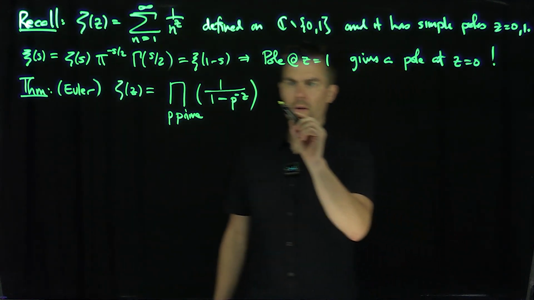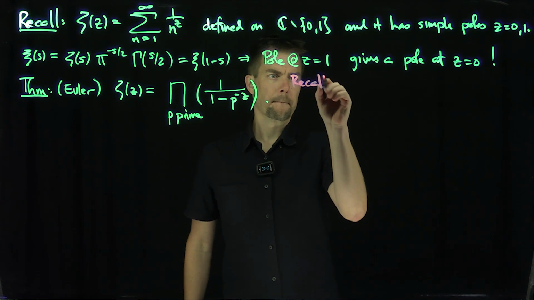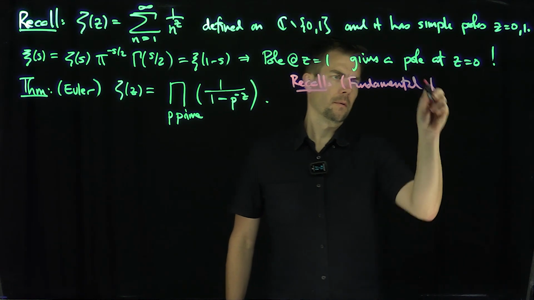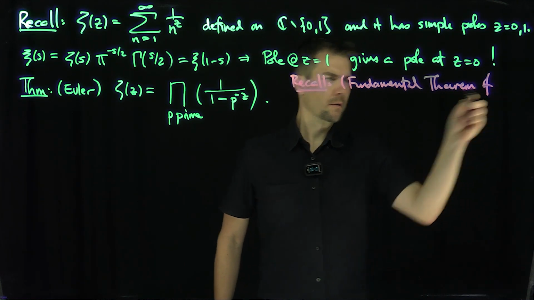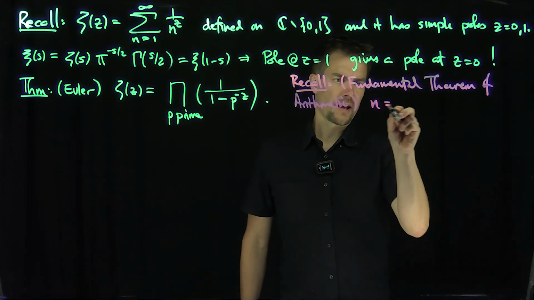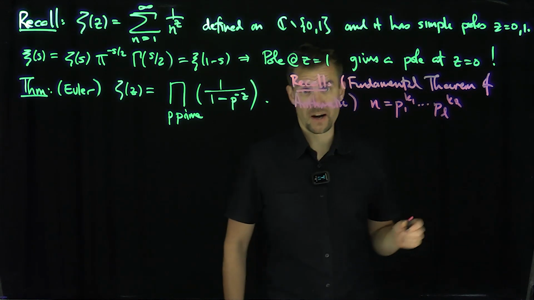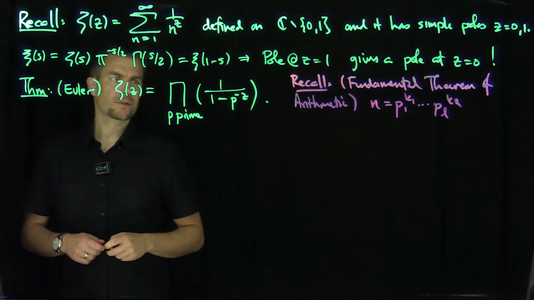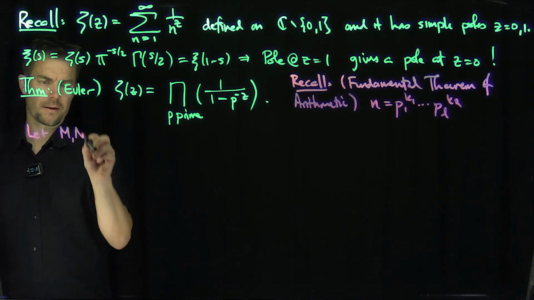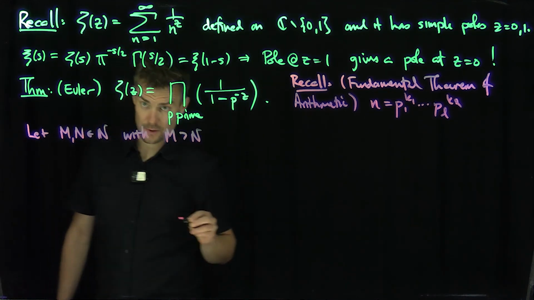And so how do we prove this result? We have to recall the fundamental theorem of arithmetic. Very simple thing. It says that any natural number n can be written as p1 to the k1 through pl to the kl, a product of primes to different powers, right? Okay, excellent. And so here's what we're going to do. We're going to fix two natural numbers. So let m and n be natural numbers, with m bigger than n, like so, okay?